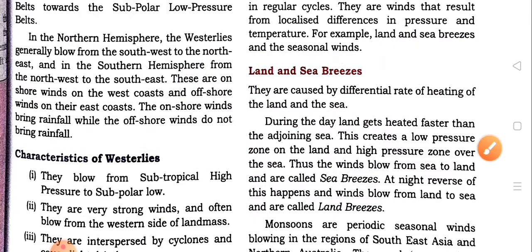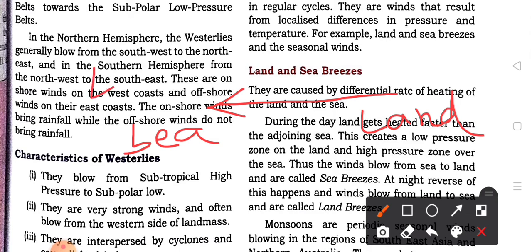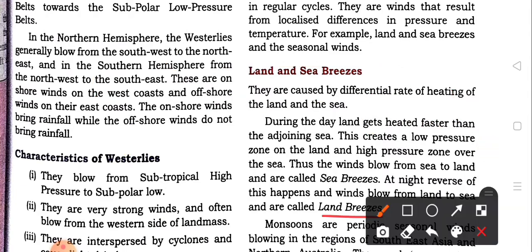And at night the reverse happens: the wind blows from land to the sea, because during the night the sea is warmer than the land. That prevails low pressure in the sea and high pressure on the land. So that's why the wind blows from land to the sea, which causes the land breeze.